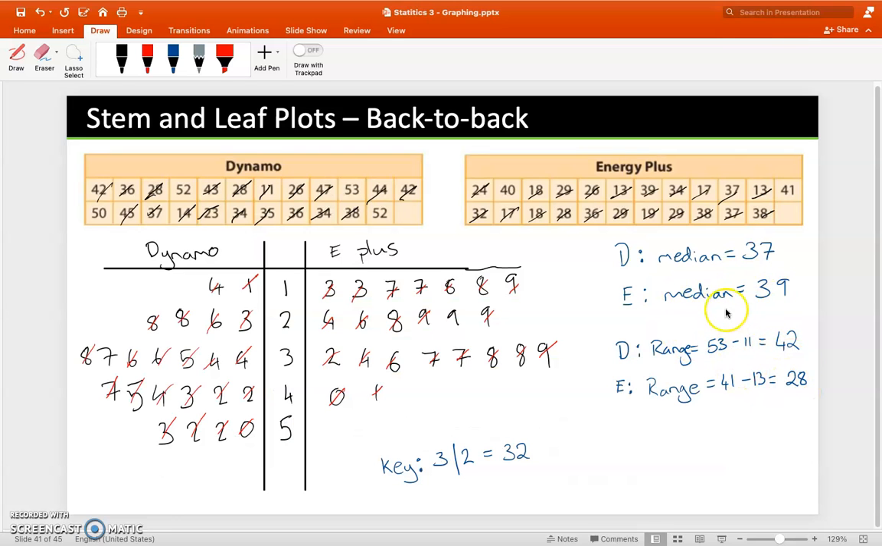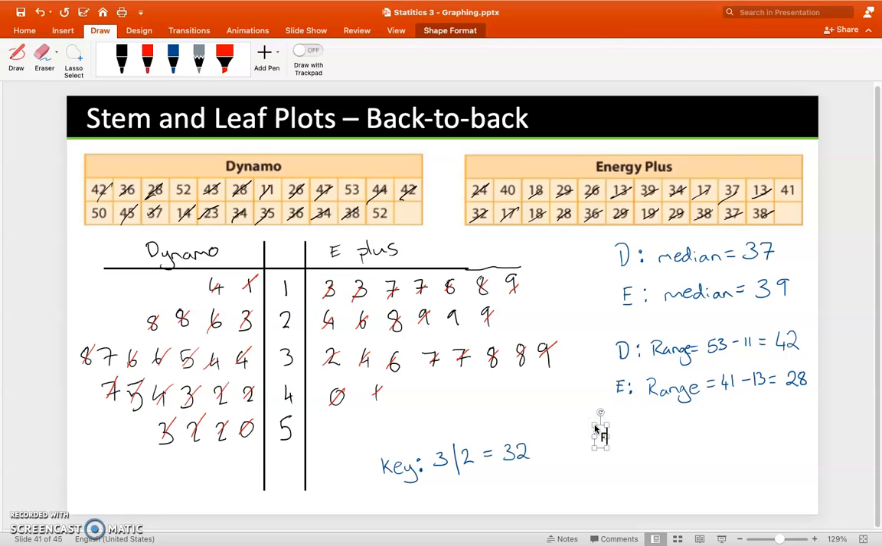So it actually looks like Energy Plus will last longer than Dynamo. But looking at the data, you can see that Dynamo has a lot of stuff down here. And I think another thing that you'd need to find, I'm not going to bother finding it, is the mean. Because I think if we were to take the mean of Dynamo, it would be much bigger than Energy Plus. Okay? So I'll just do a little comment box.